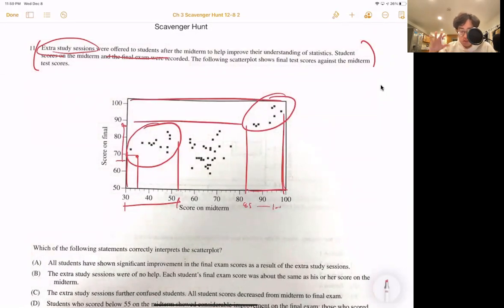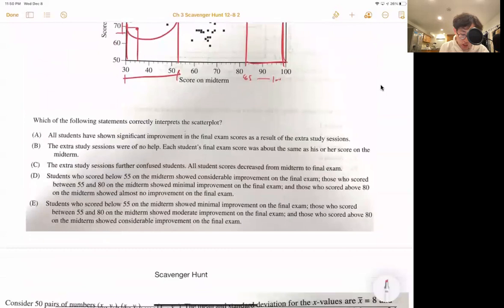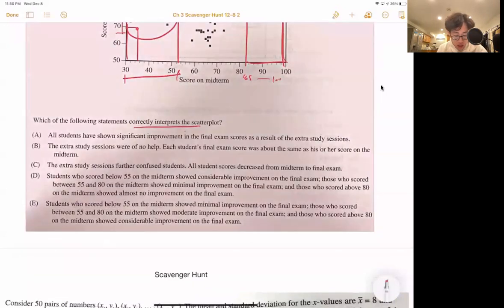Then your score is also somewhere between 90 to 100. So in terms of a significant improvement as a result of the study session, it was much more impactful for the lower end caliber kids versus the higher end caliber kids, because they already received a very high score to begin with. So which of the following statements correctly interprets the scatter plot?